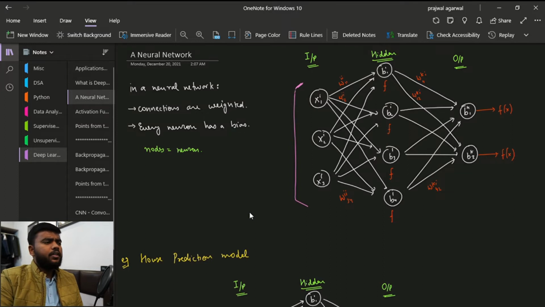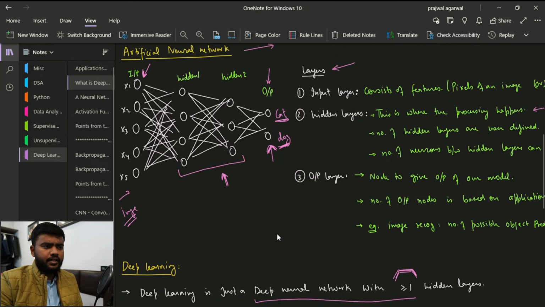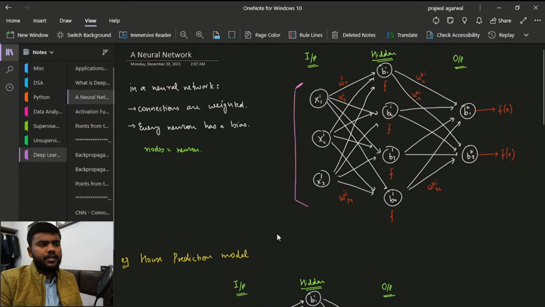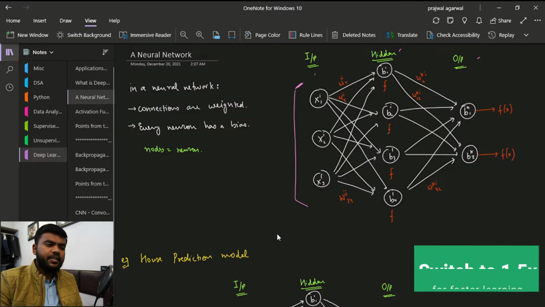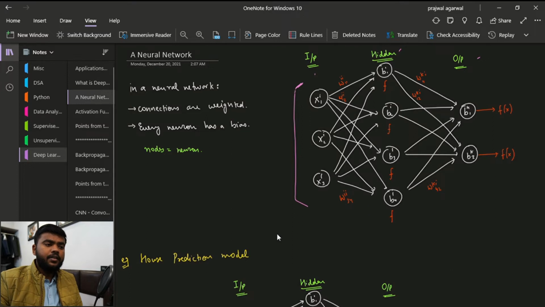Now, in the last video we had seen that a neural network has three layers: input layer, hidden layer and output layer. So similarly here we have the input layer, the hidden layer and then the output layer. I told you in the previous video that the number of hidden layers is user defined, the number of connections between the hidden layers is user defined, and the number of outputs is application defined. So let's talk more about the architecture right now.